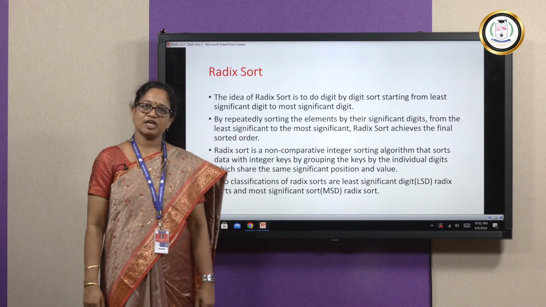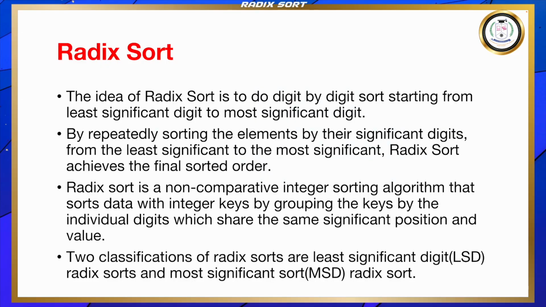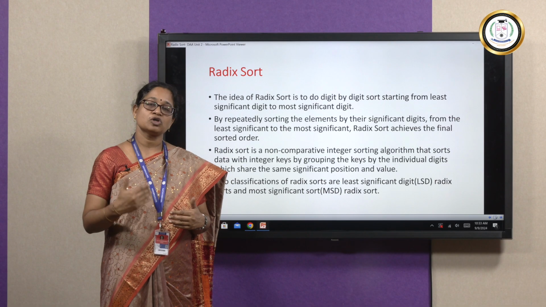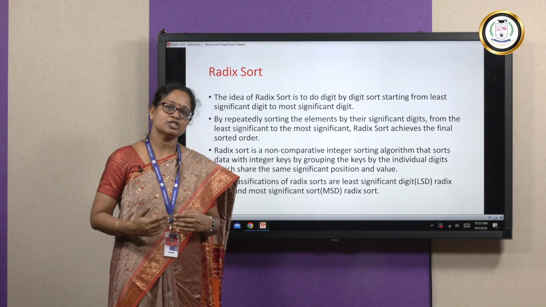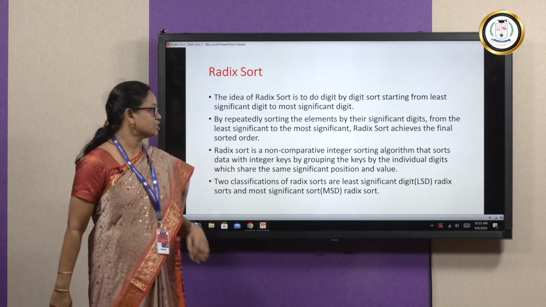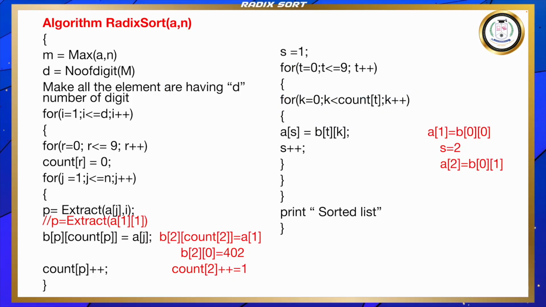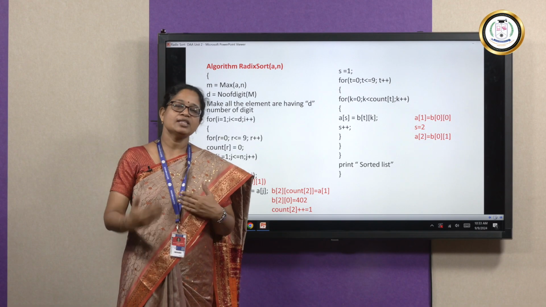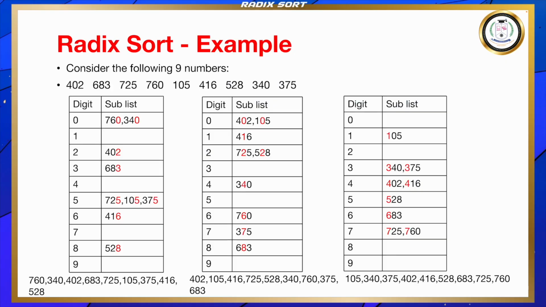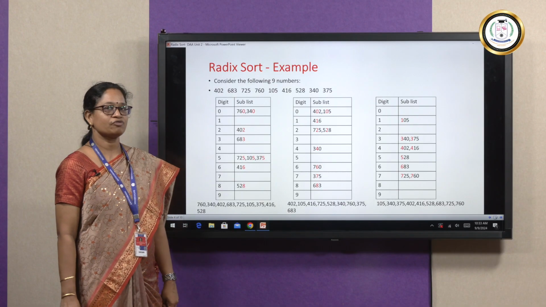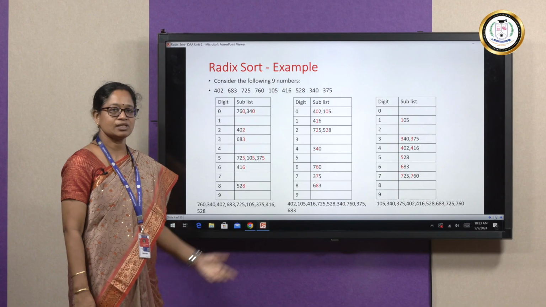There are two classifications of Radix sorts: LSD Radix sort and MSD Radix sort, that is, sorting by the least significant digit and by the most significant digit. Here is the algorithm for Radix sort, but before going to the algorithm, let us see an example and then we will come to the algorithm. The input elements are 402, 683, 725, 760, 105, 416, 528, 340, 375.